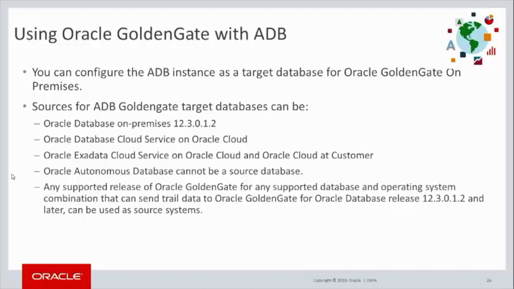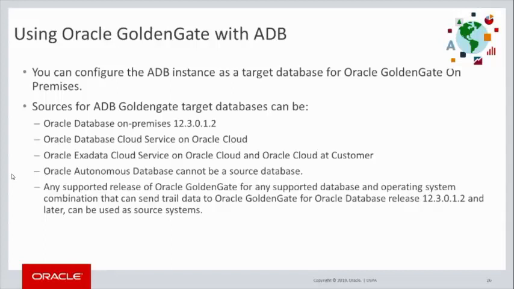The source for replicating to Autonomous Databases can be Oracle GoldenGate on-premises release 12.3.0.1.2 and later. Those are certified with Oracle Autonomous Database for remote delivery using the non-integrated Replicats only. However, any supported release of Oracle GoldenGate for any supported database and operating system combination that can send trail data to Oracle GoldenGate for Oracle Database release 12.3.0.1.2 and later can be used as a source system.